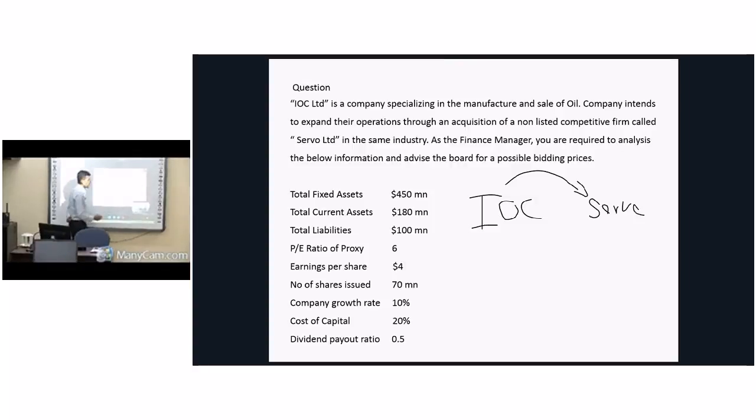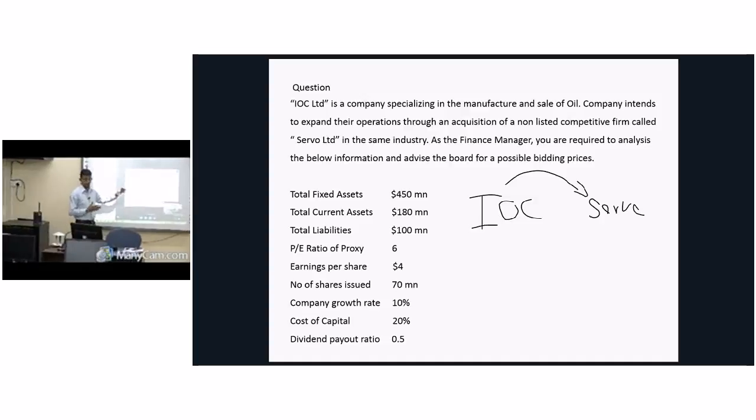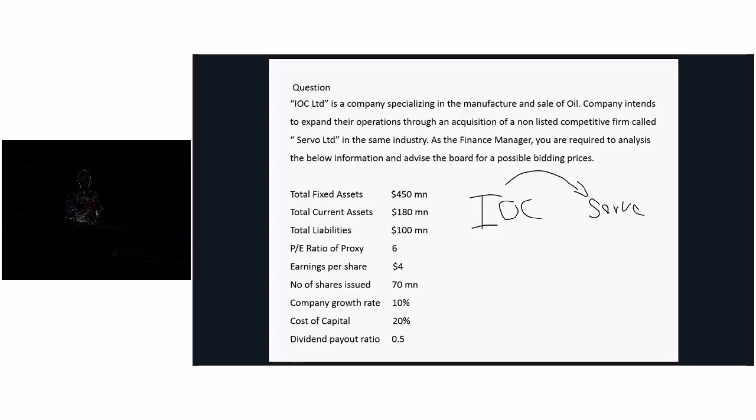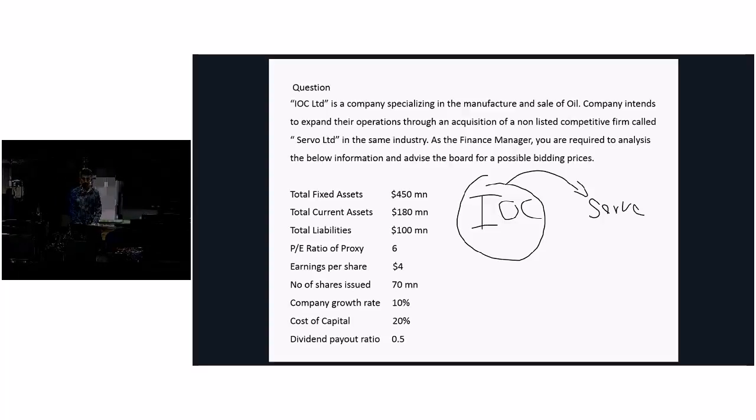After business valuation, we will be discussing mergers and acquisitions in detail, so we will discuss all these things there. But now, IOC is planning to take over Servo. In order to take over Servo, you need to know what the value is, how much you need to ask to take this firm. For that, the board has this information. You are the finance manager of this company, and you have been asked to tell the board at what price we should take this firm. That's the question.